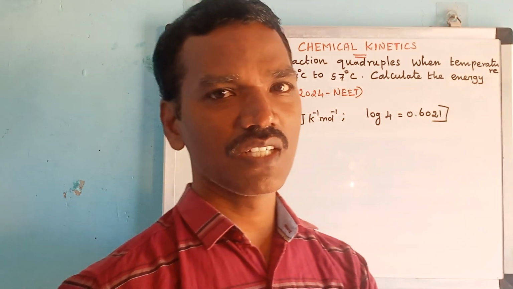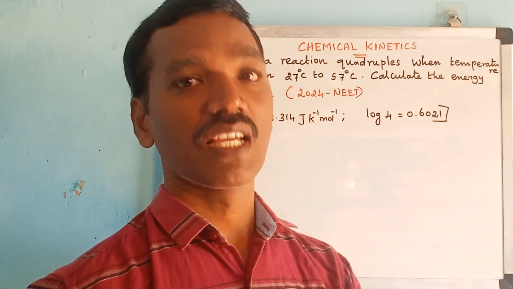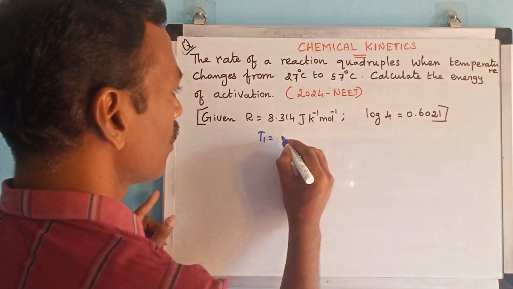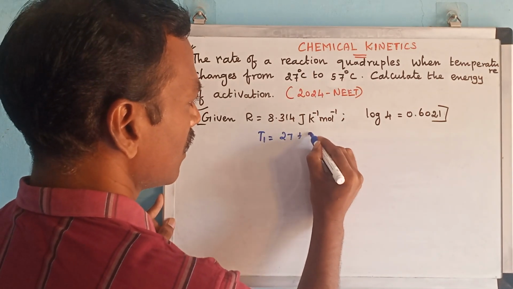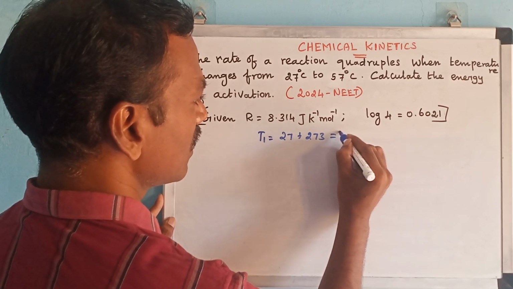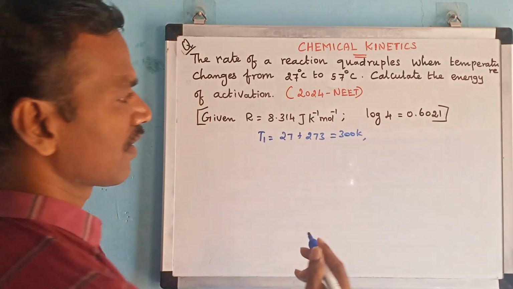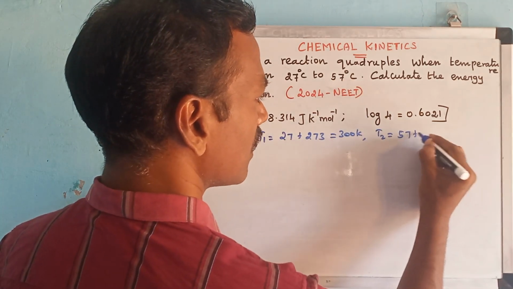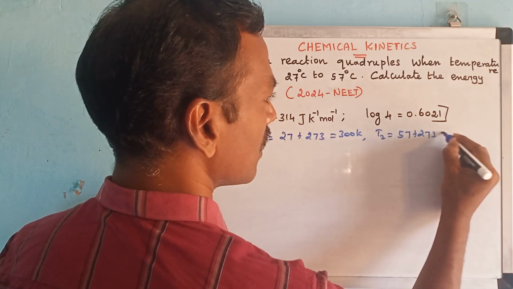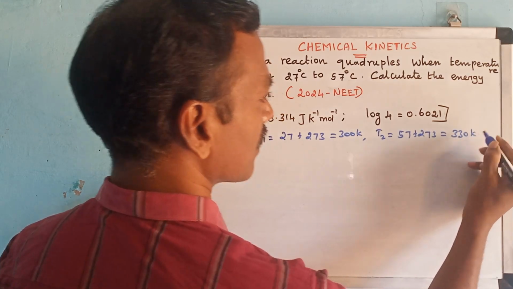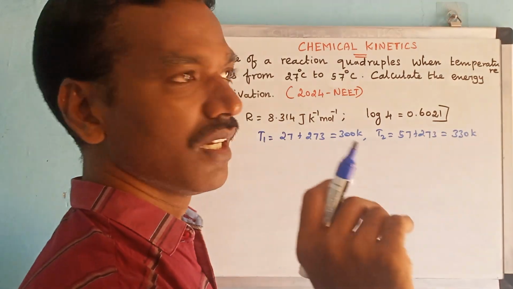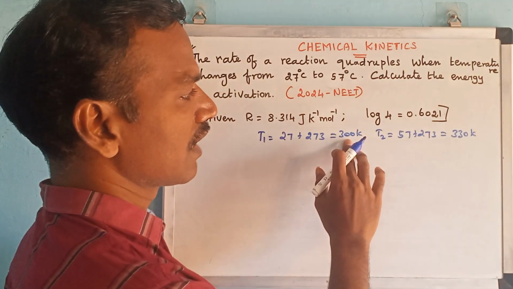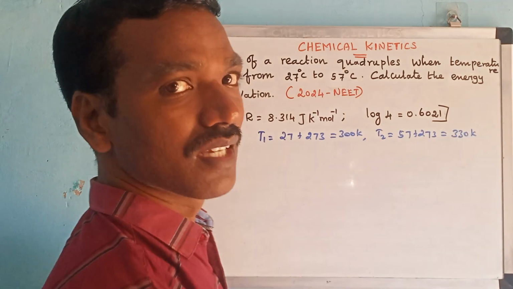First, we have to convert the degree Celsius to Kelvin. Temperature 1, T1 equal to 27 degrees Celsius, right? So, 27 plus 273 equal to 300 Kelvin. T2 equal to 57 degrees Celsius. So 57 plus 273 equal to 330 Kelvin, because 0 degrees Celsius equals 273 Kelvin. Okay, so temperature 1 is equal to 300 Kelvin, temperature 2 equal to 330 Kelvin.